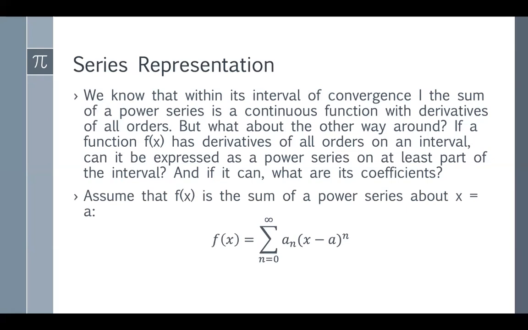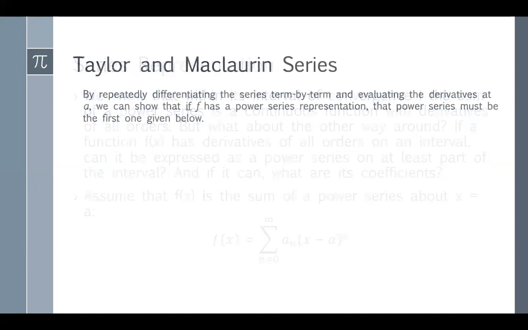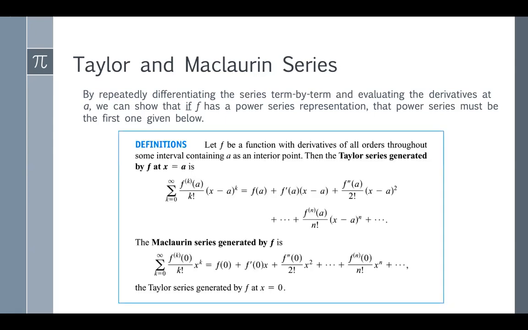So I'm going to spare you the details of this proof. It's not a difficult proof. It's just kind of boring. But it's not hard. Assume that f of x is the sum of a power series about x equals a. That is, f of x is equal to the sum n going from 0 to infinity of a sub n times x minus a to the n. By repeatedly differentiating the series term by term and evaluating the derivatives at a, we can show that if f has a power series representation, that power series must be the first one given here.